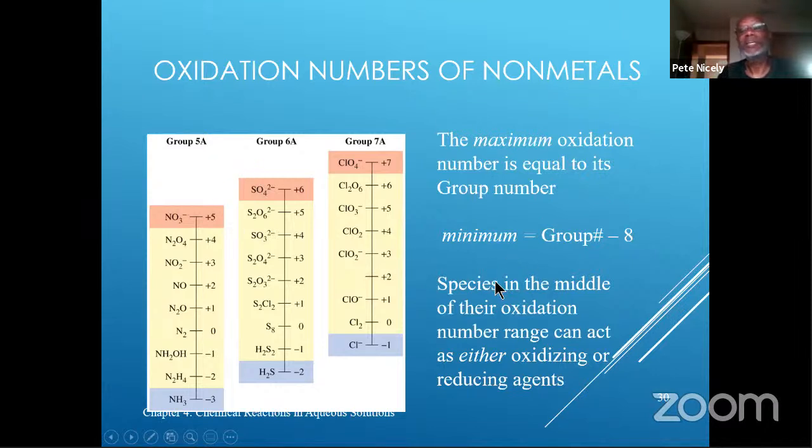The minimum number would be equal to the group number minus 8. All right. And it says here that species in the middle of their oxidation number range can act as either oxidizing or reducing agents. The ones that have the high oxidation number can behave as oxidizing agents in reactions, and the ones that have the low oxidation numbers, in terms of the extreme down here, for example, in the case of ammonia, will tend to behave as a reducing agent. And you can see a similar correlation for what happens in group 6A and group 7A, all right?